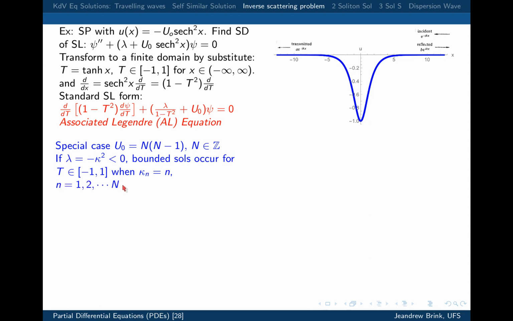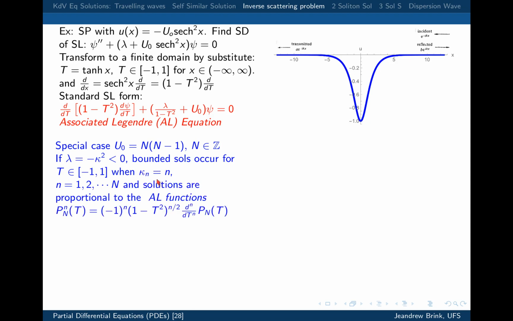What you find is that you only get solutions where kappa, or this is lambda, are integer values. Once again it has this property that it has its zeros, and the solutions are proportional to functions which are basically the square root of 1 minus t squared times a polynomial. The polynomial you can find the same way, by solving it with an infinite series and working out the coefficients. You once again get recursion relationships.